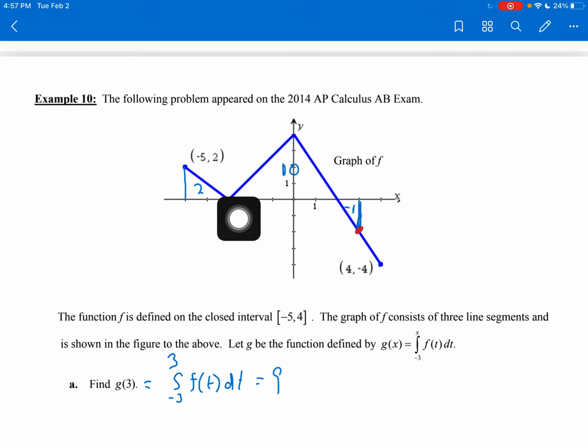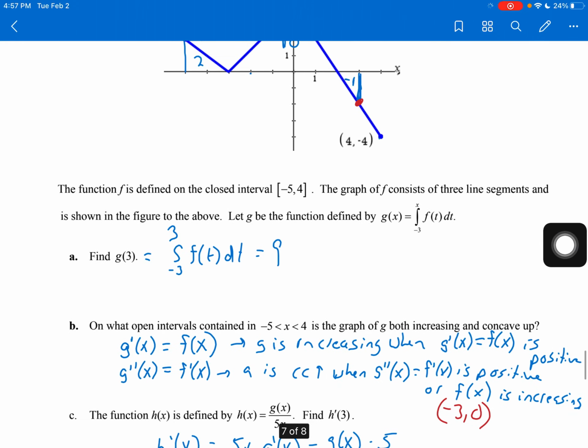An area of 2, and this triangle was like 5 by 4, so that would be 10 for that, because we take half of that. And then I stopped here because one of the questions has us go to 3, I believe. So that ended up being 1 by 2, so that was a negative 1 since it was below the x-axis. It says the function f is defined on the closed interval from -5 to 4, and it consists of those line segments up above.